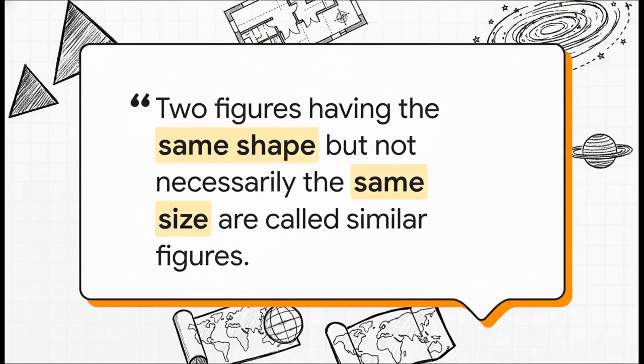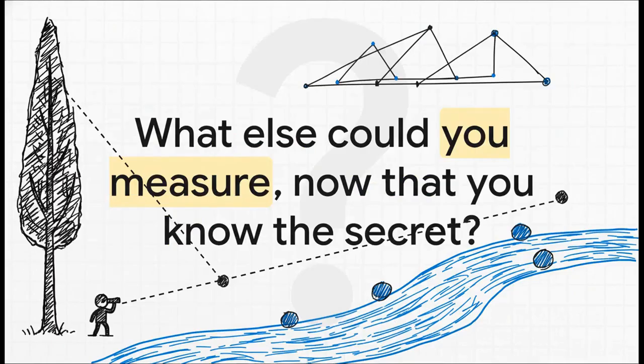But from that simple idea, we get blueprints for skyscrapers, we get maps of the entire planet, and we even get a way to measure the distance to the stars. It's literally everywhere. So now you know the secret. Now you have this superpower of seeing similar triangles out in the wild. So my question to you is, what are you gonna measure? The height of that big tree in your yard? The width of a river? The world is full of these puzzles, and now you have the key to solve them.